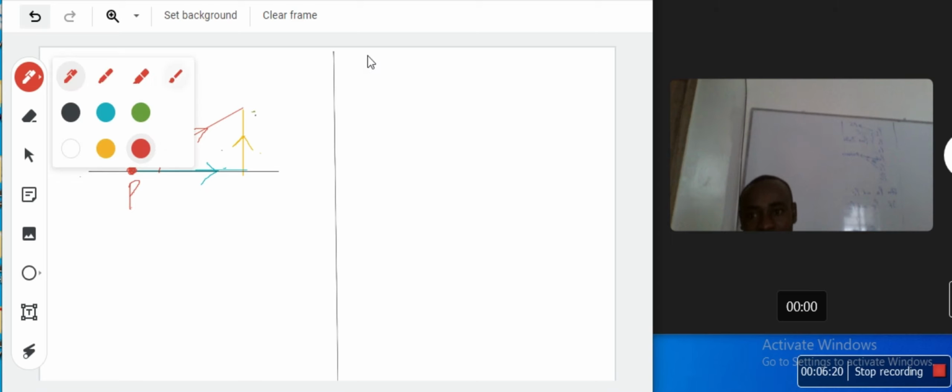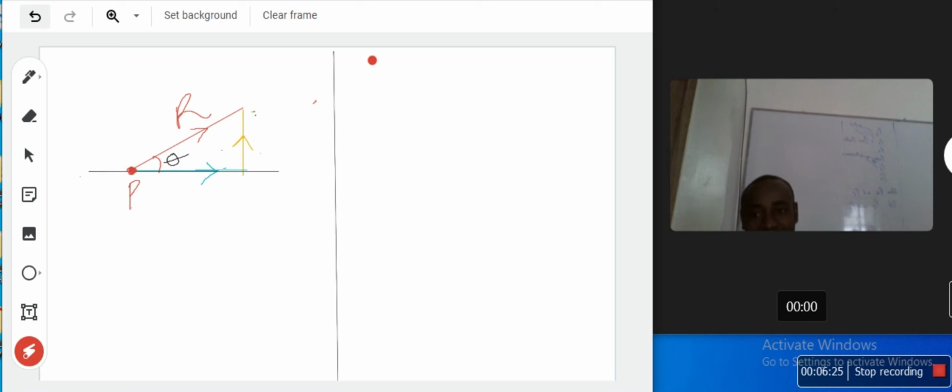And the value of the force, I will represent it with R, acting from that position P. The axis of reference, what we are going to use as our basis of reference, is this horizontal line I represented with a black marker.